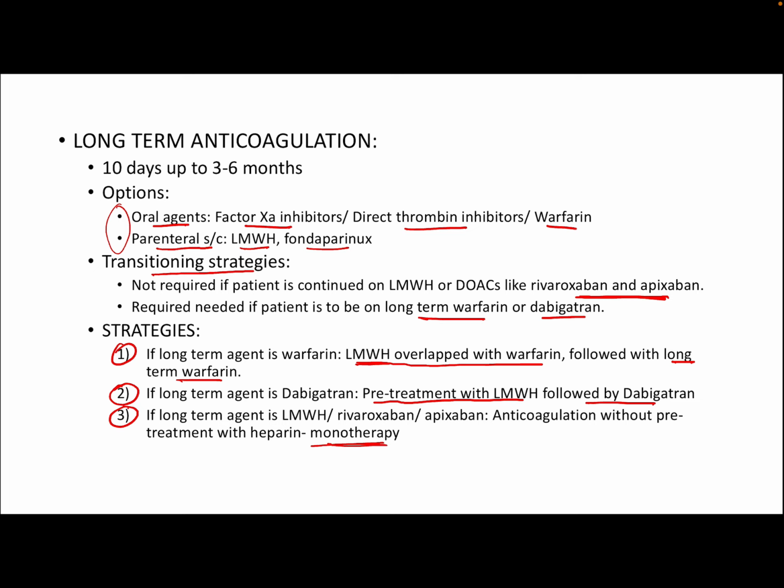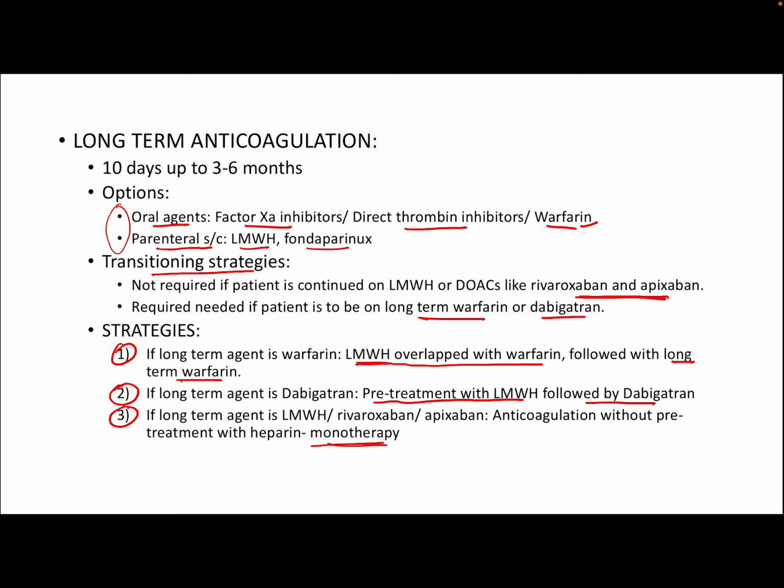Now, just a few points here. For the general population, oral agents are what we prefer over parenteral agents, and under oral agents we prefer the DOACs over warfarin, because as you all know, warfarin requires very periodic INR monitoring. But again, if the patient has a renal impairment, you can't use DOACs. In that case, you'll just go for warfarin.